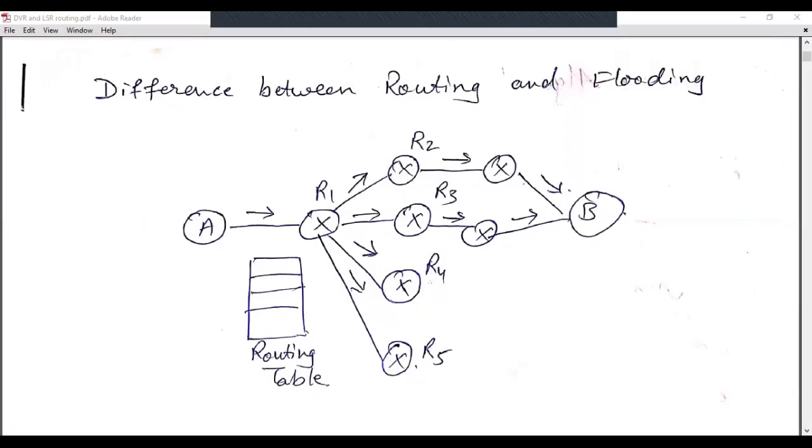Welcome to the video on routing protocol. Before we go into the details of the routing protocol, we must understand the difference between routing and flooding.